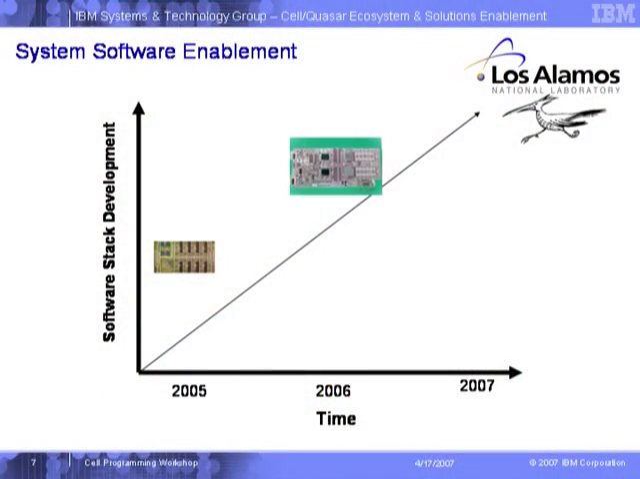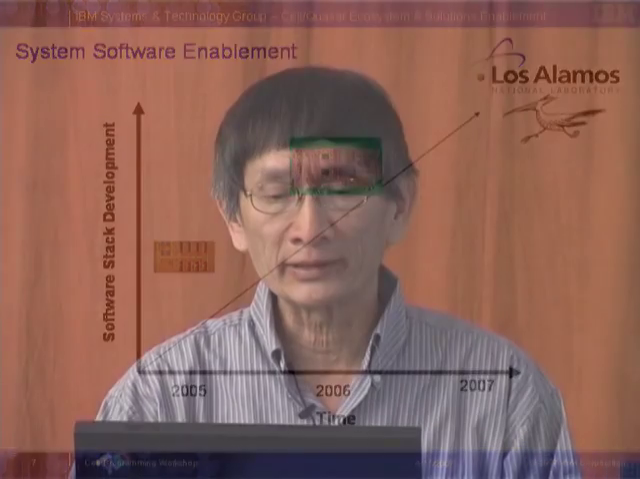This is the system software enablement that we have had since 2005. As you see on the timeline here, in 2005 we released SDK 1.0, with 1.1. We supported the single board, the board bring-up at the time. And then we integrated the board into a system we call the Cell plate, and we integrated that Cell plate into the Cell plate chassis, so we can form a server and then talk about clustering.